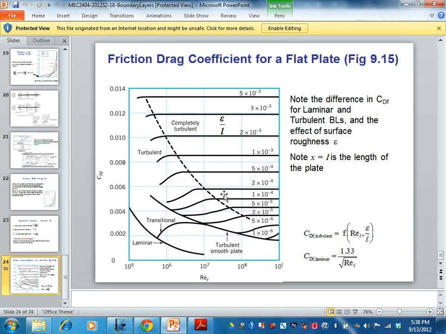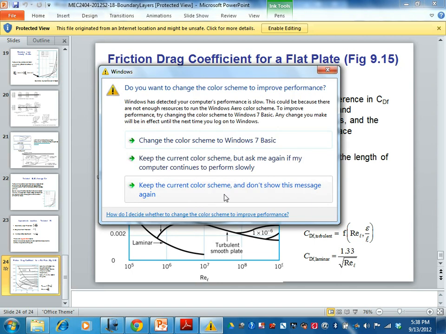So next week we do pipe flow and we need to worry about that, but for this one normally we don't need to worry about the roughness.